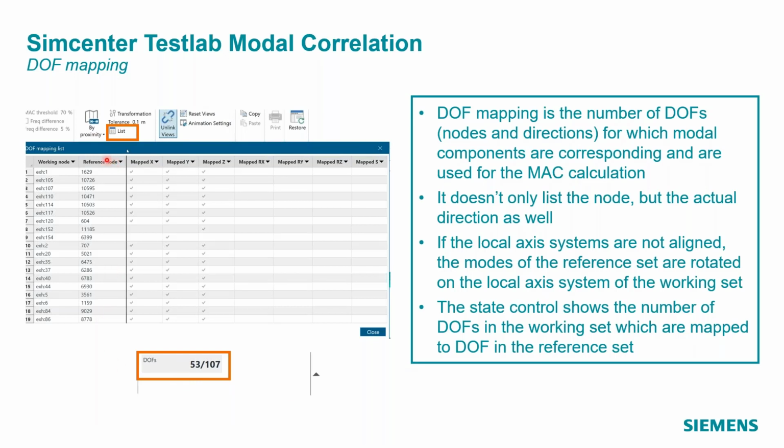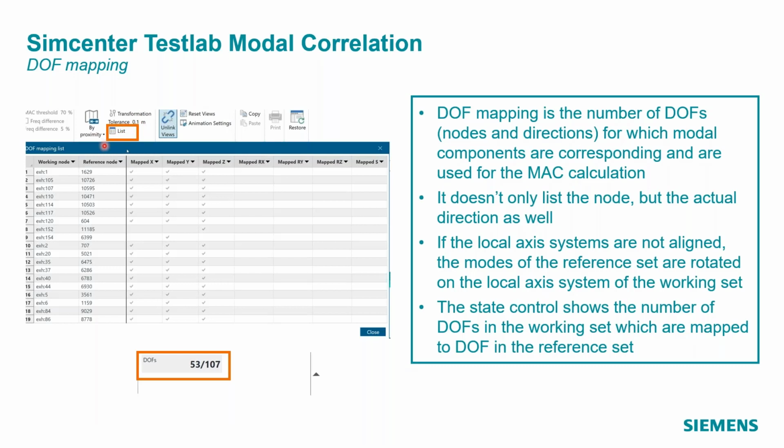And then there's going to be 2 different ways to look at mapping the nodes between the 2 working modes and reference modes, or the test and CAE modes, either by node name or by proximity. And if you're using it by proximity, you're going to type in a geometric tolerance in meters and use that to find the closest nodes.